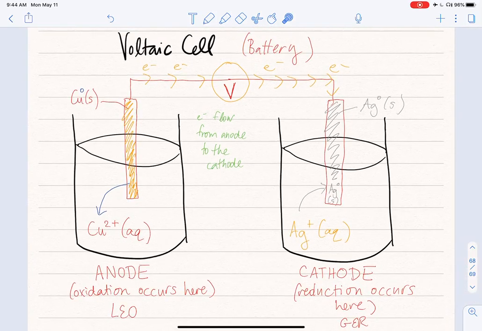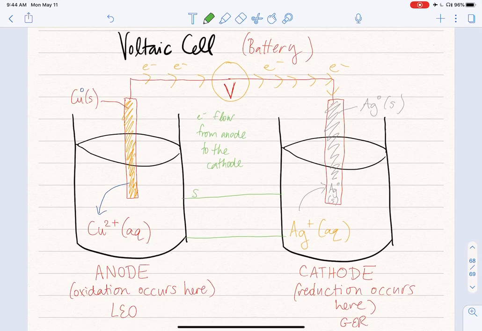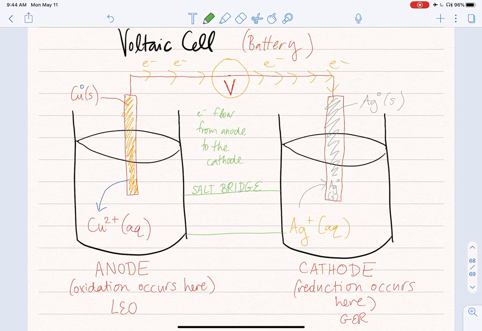So in order to complete my voltaic cell, I need to add something special called a salt bridge. Now, a salt bridge is something that is not reactive, but that connects the anode and the cathode so we can maintain charge balance. Usually it's made out of some kind of non-reactive salt. Potassium nitrate is very common.